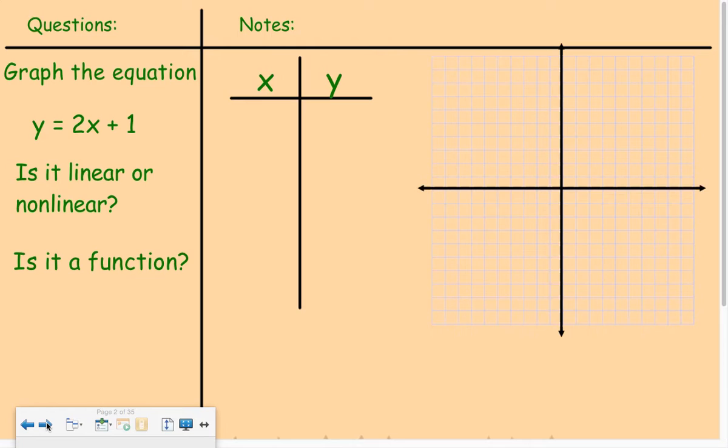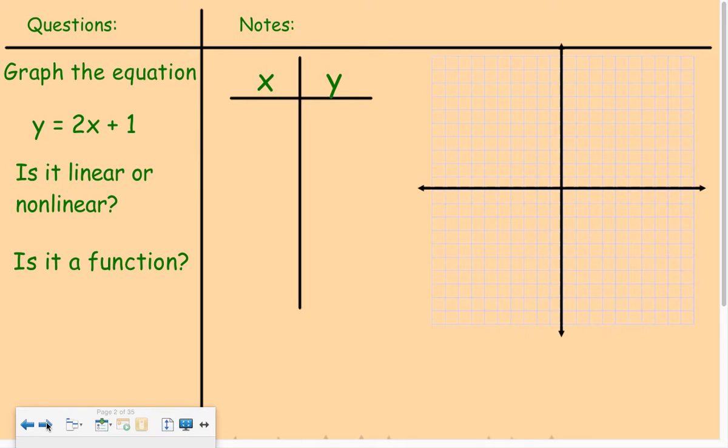All right, graph the equation y equals 2x plus 1. We're going to be asked to answer two questions for each of these examples. Is it linear or nonlinear, and is it a function? Now, if we need to graph an equation, the easiest way to do that is by making a table.